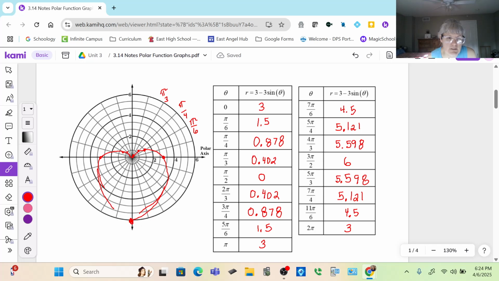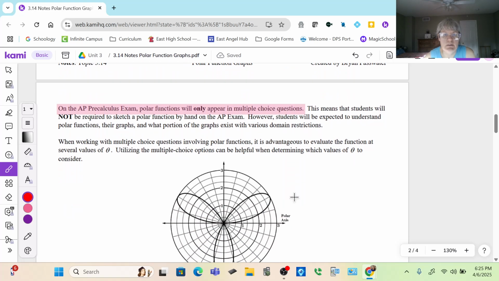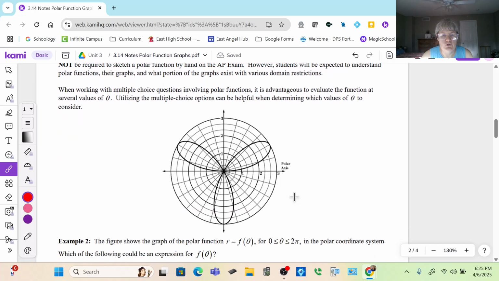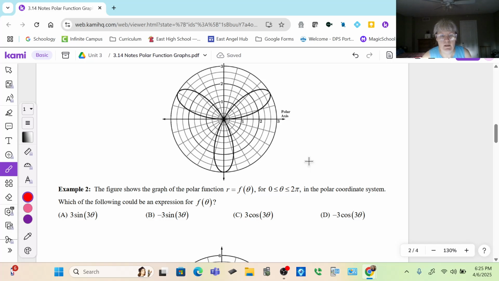And again, this is just a sketch. I haven't plotted all my points. I haven't made it very perfect, but this is the type of curve we could see on a polar coordinate grid or polar coordinate plane. So, as I mentioned, you are not going to be asked to sketch polar graphs by hand on the AP exam. You will be expected, though, to solve problems using a graph or a portion of a graph for a given domain. So if we take a look at example 2 here, as you can see, we have 3 petals.